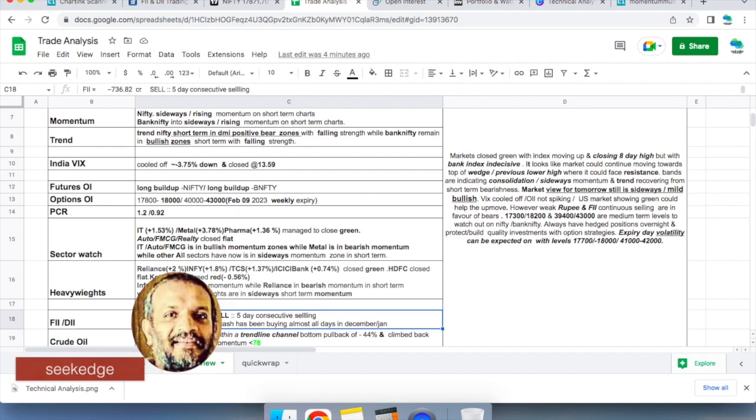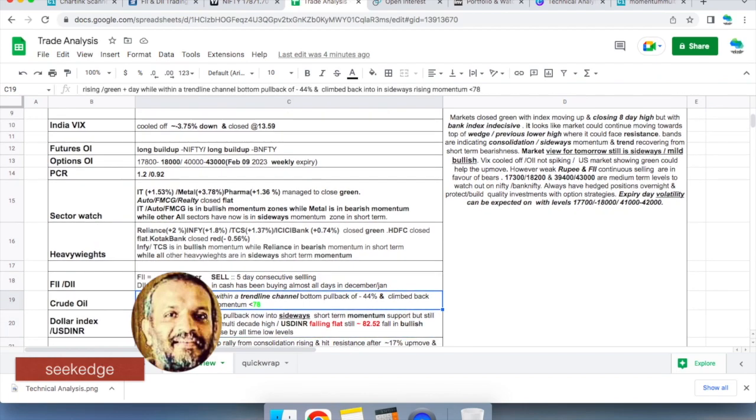Institutional flows, as usual, the FIIs were selling today, 736 crores of selling. FIIs are constantly selling now, and DIIs are making up by buying 41 crores in cash, and they have been doing the same for 11 months. Crude oil is not rising too much, 70 below 80, which is good. Momentum is sideways.